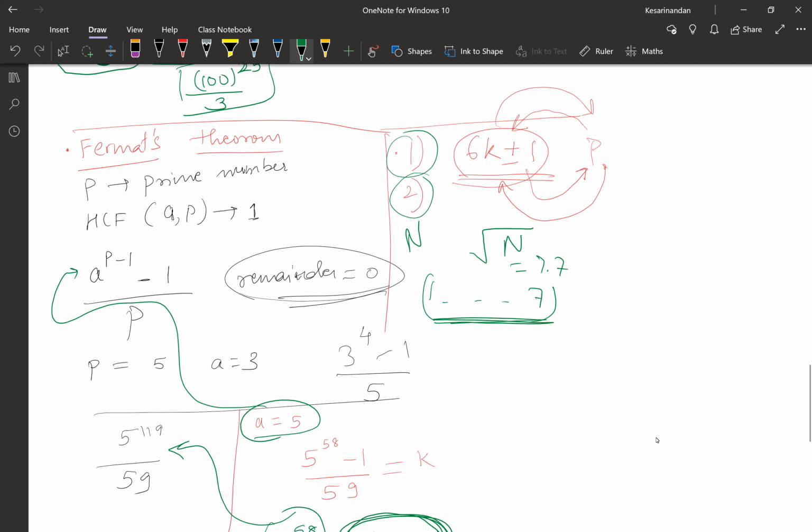Got this part, clear? Yes. Now, divisible means 7.7 should be divisible by... No, n should be divisible by all these numbers. If it is not divisible, it's a prime. If at all it is divisible by any of these numbers, it is composite. It shouldn't be divisible by numbers from 1 to 7. Then it's a prime number. Yes, it is a prime number. It should not be divisible.